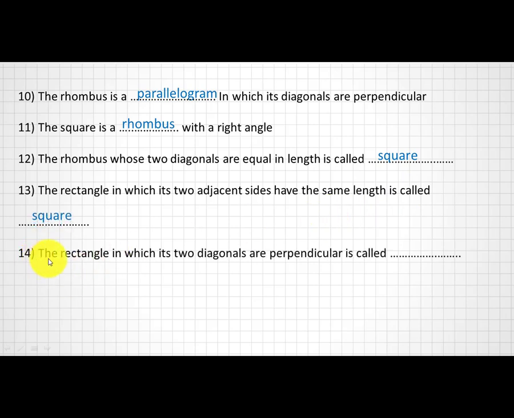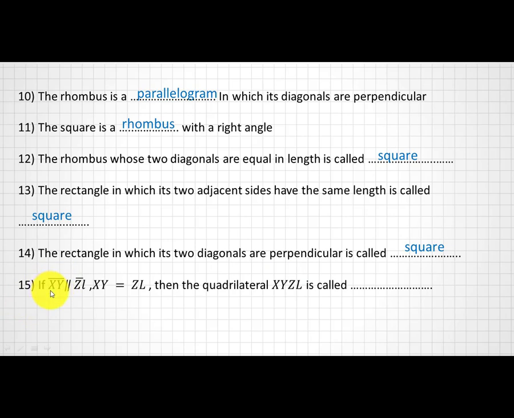Number 14, the rectangle in which its two diagonals are perpendicular is called also square, because diagonals of rectangle are equal in length and perpendicular. What have diagonals are perpendicular and equal in length? Square, yes.